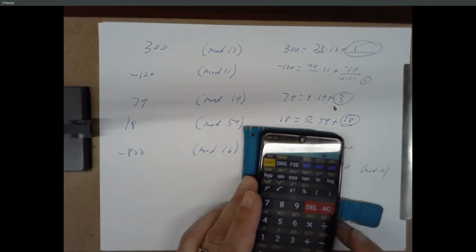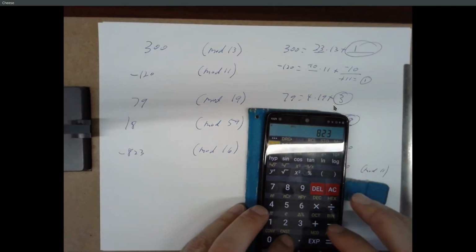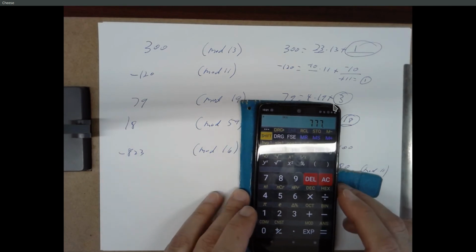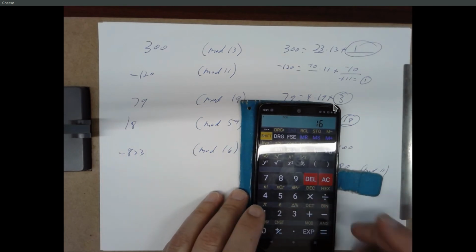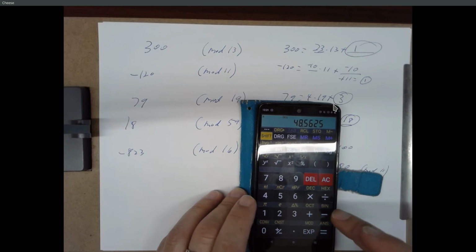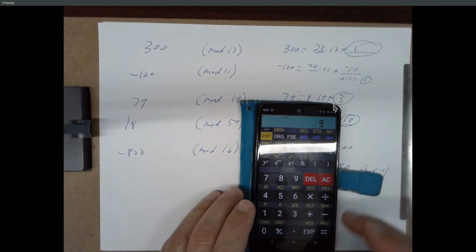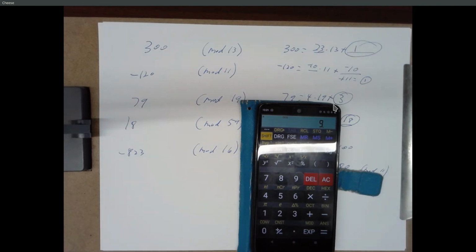And then negative 823, I don't know. I might just add like 1600. So that's 777. Find that mod 16. Divided by 16 is 48 point something. Take off the 48. Multiply by 16. That should be 9. Is that what people got for that last one? Sweet.